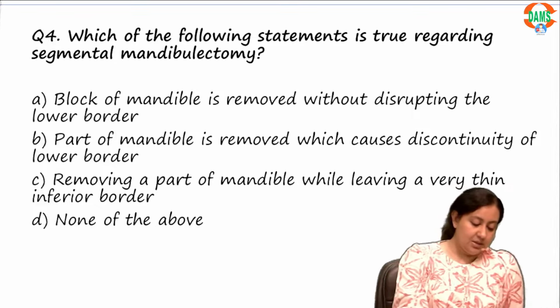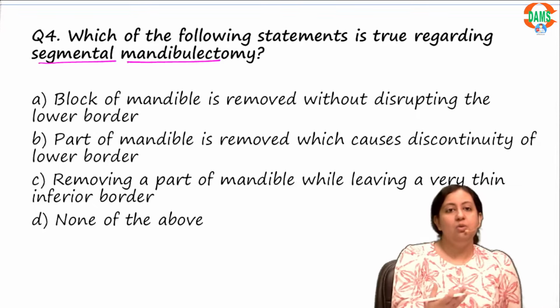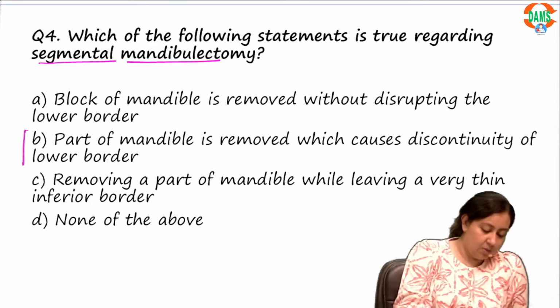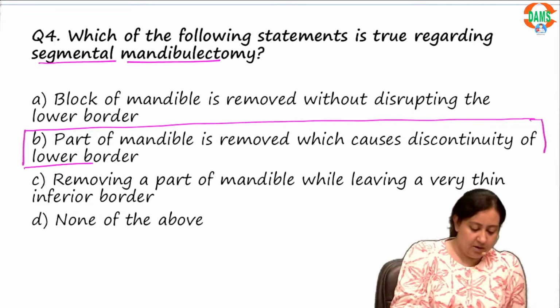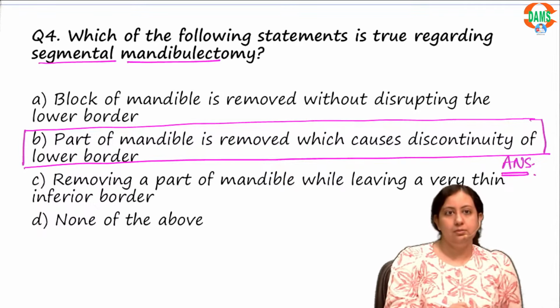Okay, so it is asking you about segmental mandibulectomy. So in segmental mandibulectomy, you remove a part of the mandible and you lose out on the continuity of the lower border. Hence, option B is the correct answer. Fine.